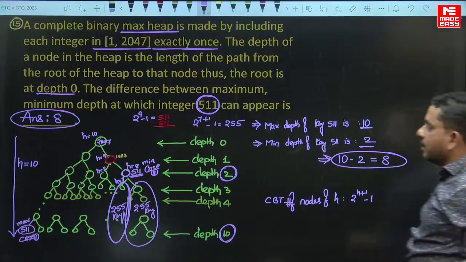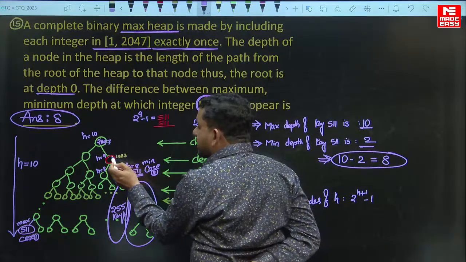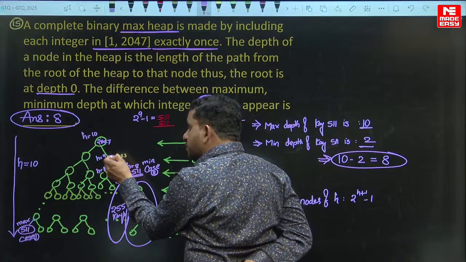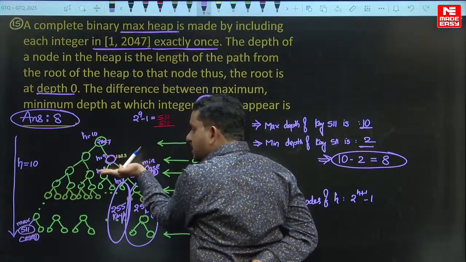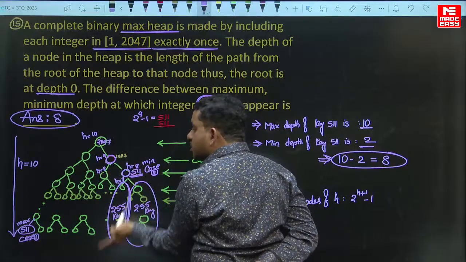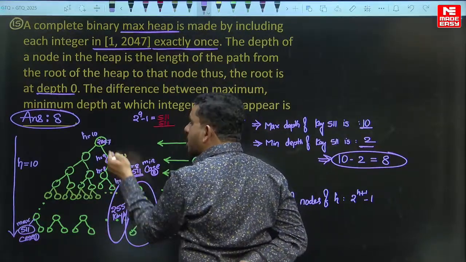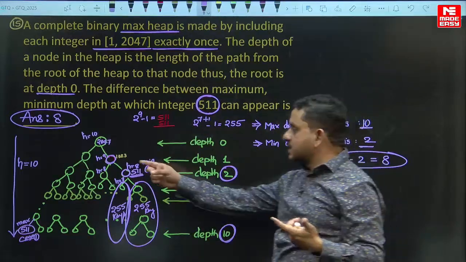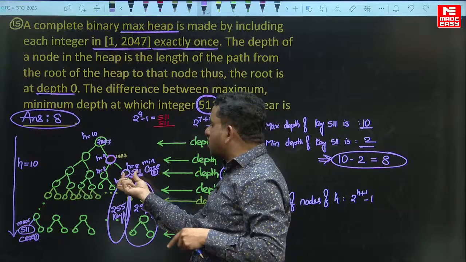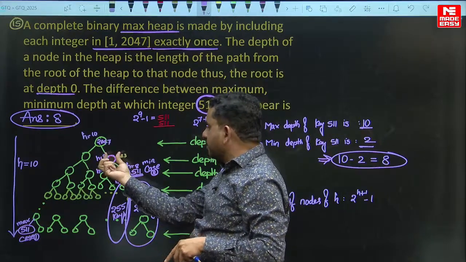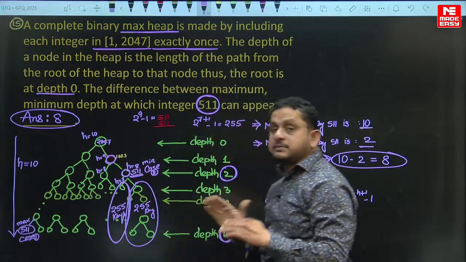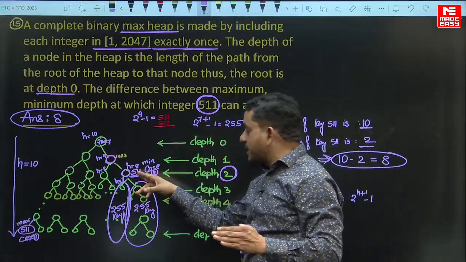So the minimum depth of 1023 is the second level, because for 1023 there are 1022 descendants. Those 1022 descendants should be smaller than 1023, then only it is a max heap. Similarly, the minimum depth of 511 should be at the third level, not possible to come to the second level, because for the key 511, only 510 is the minimum. 510 is less than 511.